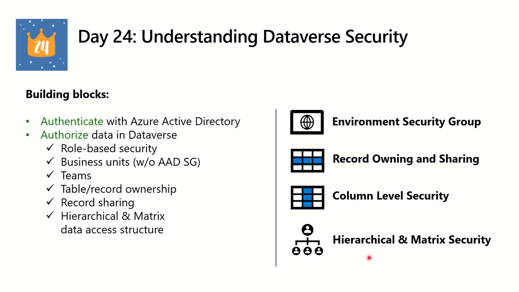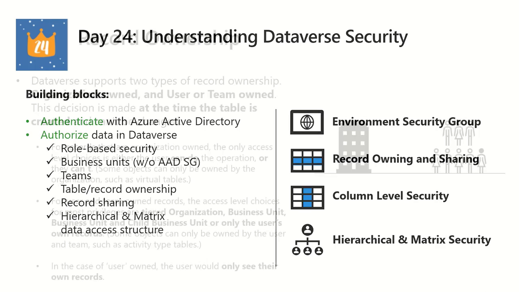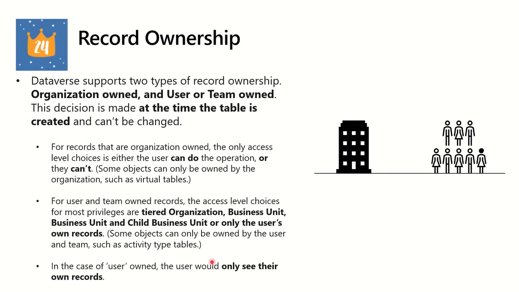Then finally, we have a few options for building security based on your hierarchy at your company. We have two methods of that, which I'm going to leave you to read about because we don't have time to cover these two today. All right, so let's break these core components down a little bit further, starting with record ownership.